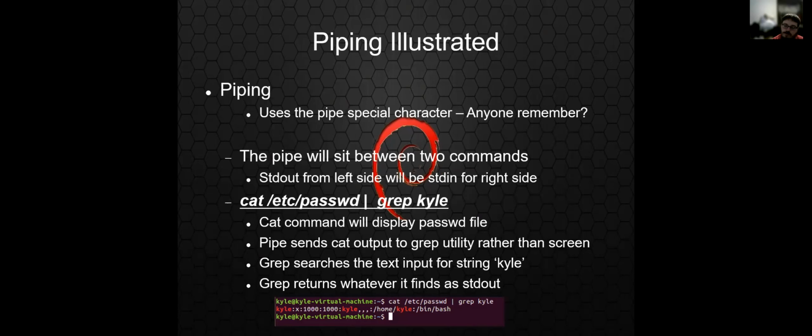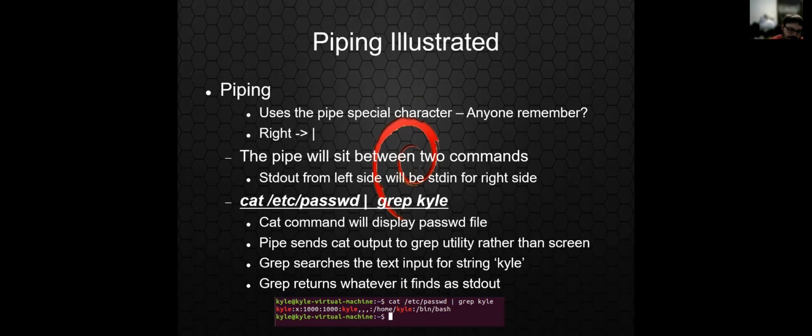So again, we first have piping. Piping takes the output of one command and uses it as input for the other. And it uses the pipe character, which if you remember is the pipe symbol shown here. Now the pipe will sit between two commands. Standard output will be on the left of the pipe and standard input will be on the right side. In other words, you'll take standard output of this command and use it as the standard input for this.